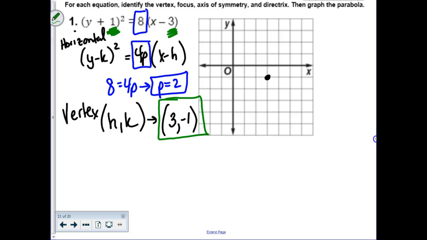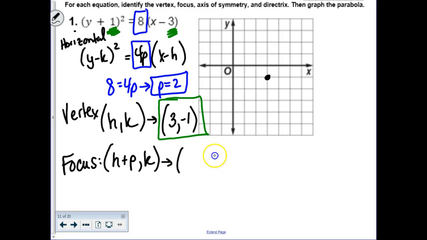So next, I'm going to find the focus. The focus for a horizontal parabola is located at h plus p, k. I'm just taking that straight off my formula sheet. Then when I plug in all that information that I know, that would be 3, but then you're supposed to add the p to it. So 3 plus 2, negative 1. Obviously we should simplify that. The focus point is at 5, negative 1.